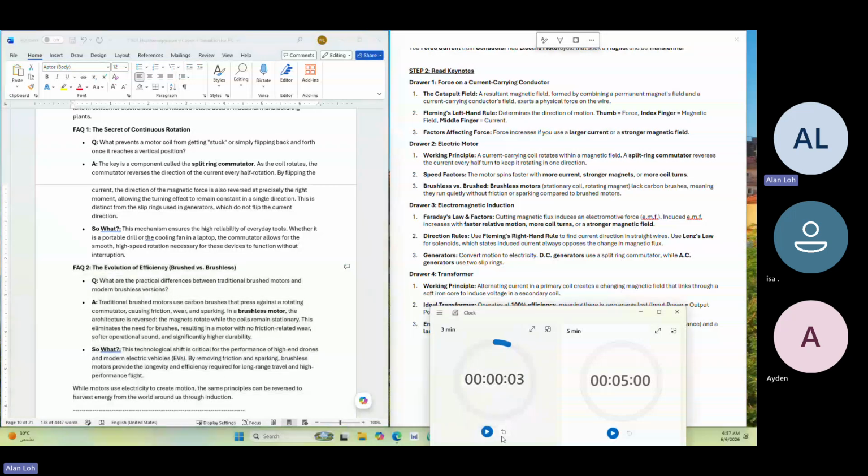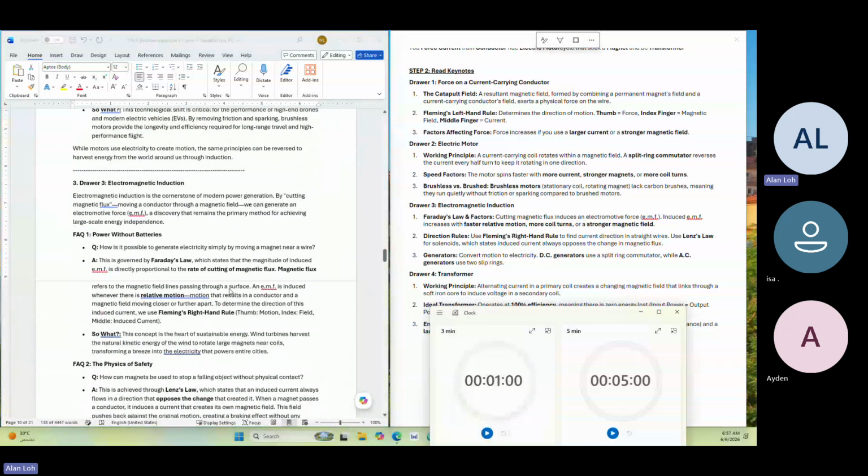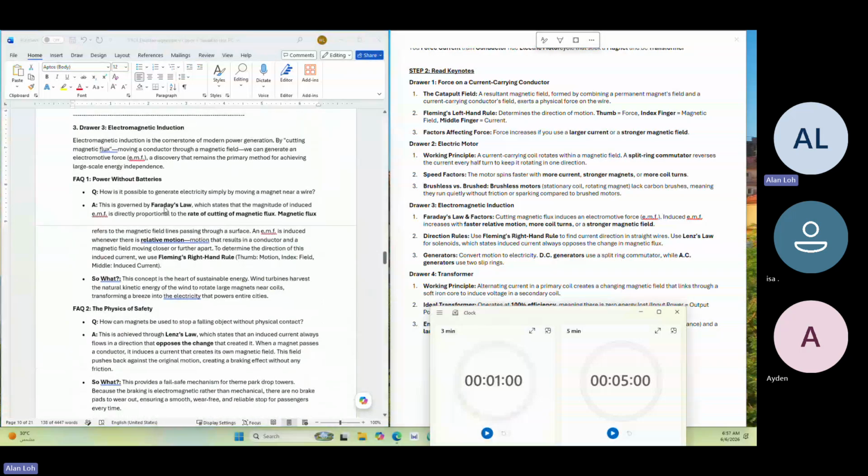Okay, time's up. Now let's move to drawer 3. Drawer 3 is electromagnetic induction, the magnet. In the story, remember the magnet that sticks on the electric motor of the conductor. So that's the magnet. Let's do 1 minute for question 1. Start now.